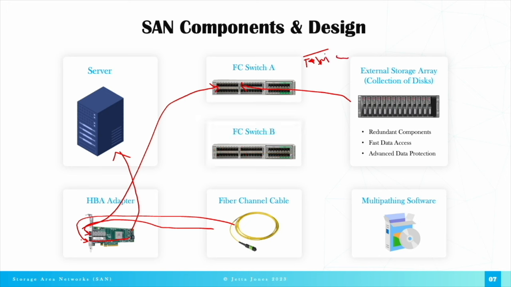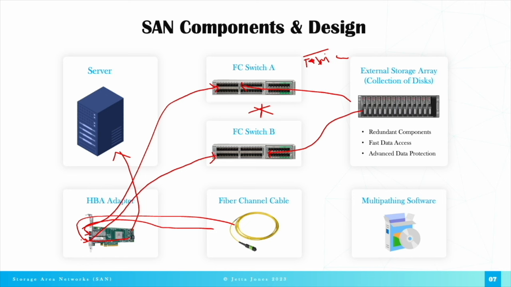And then you have a secondary switch. These switches are not connected to each other. They don't even know about each other, okay? This is strictly for redundancy purposes. So that second port in the cable is going to this switch. This is that alternate path that I was talking about. And the storage array also has an alternate path. So there are all types of redundancy built in.